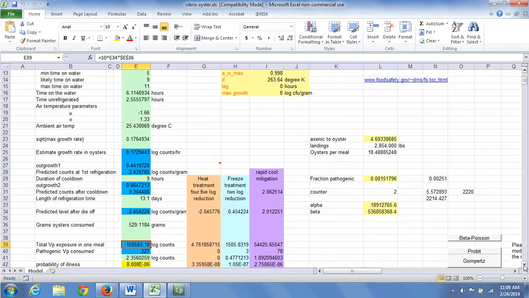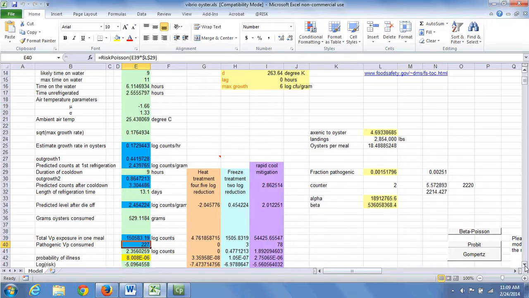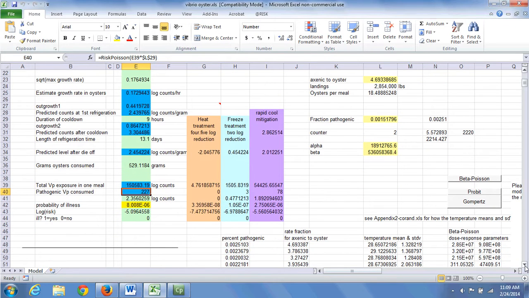Now, not all of those Vibrio were pathogenic Vibrio. To find out how many pathogenic Vibrio this person consumed, you'll notice there's another equation in here that says of all of those Vibrio, 227 were actually pathogenic. If you consume 227 pathogenic Vibrio, that's the exposure. Everything up to here was the exposure assessment.